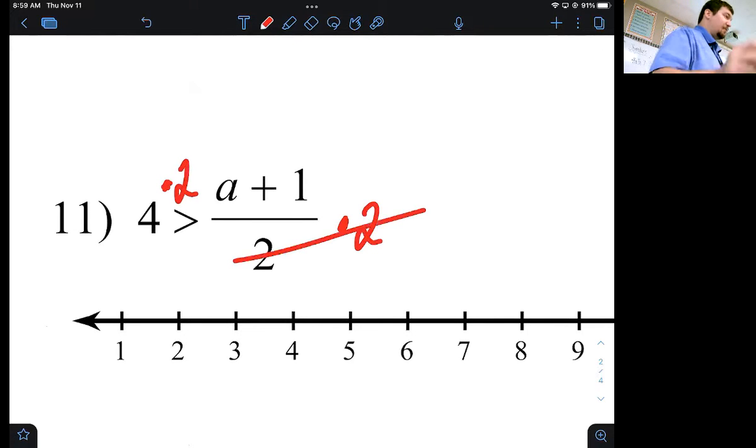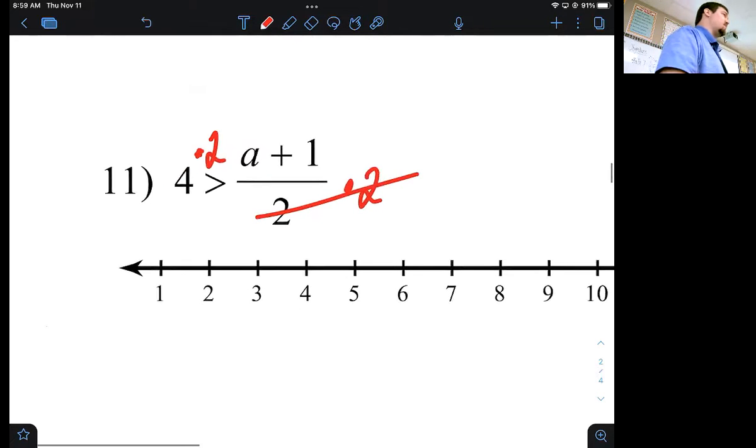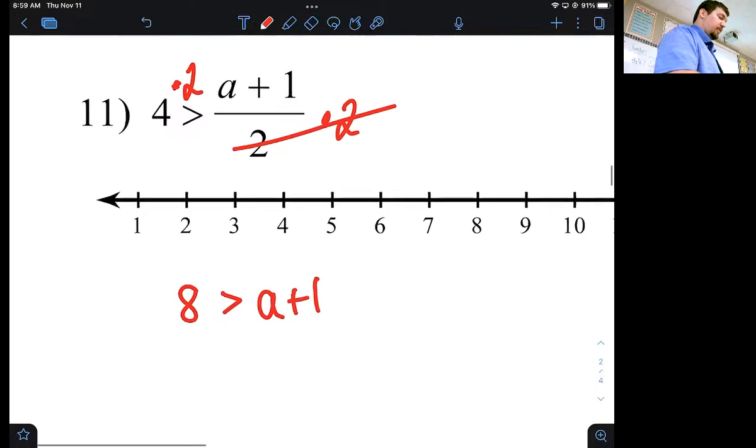The 2's on the right side will cancel out. And so please don't take the 2 times the A or the 1. It just cancels out. It's A plus 1. And then Aiden, what's 4 times 2? 8. Now I'm left with this nicer equation.